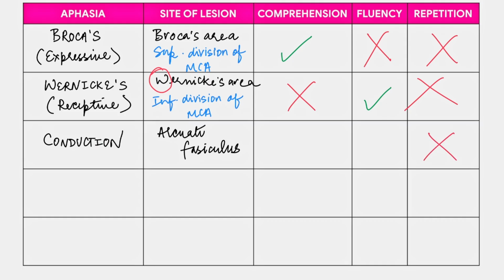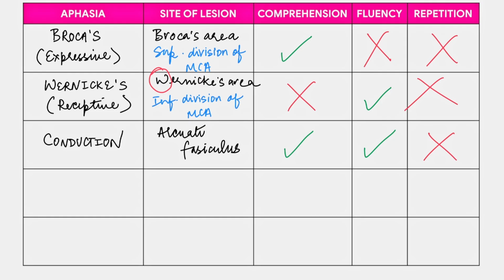I said there won't be repetition because with Broca's, Wernicke's, and arcuate fasciculus lesions, there'll be loss of repetition. I keep on repeating this, but it is very important to understand this. The unique thing is the patient will have normal comprehension and fluency, but the patient just cannot repeat the phrases. Next.